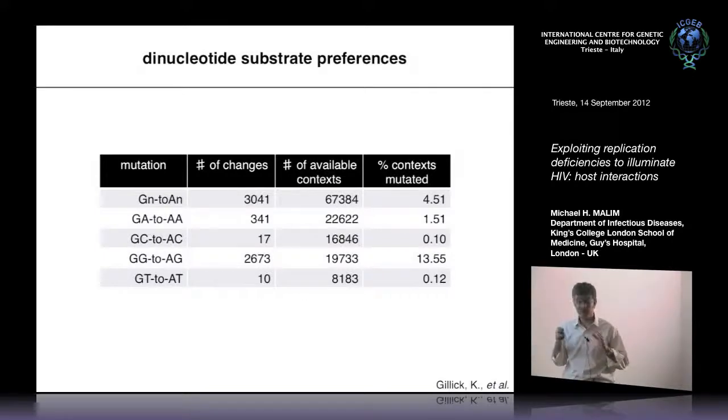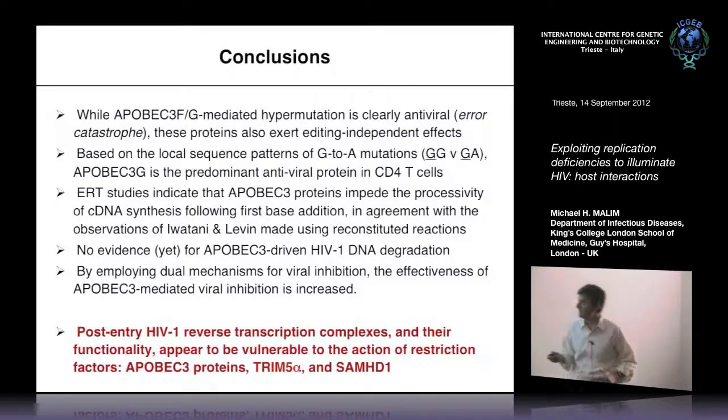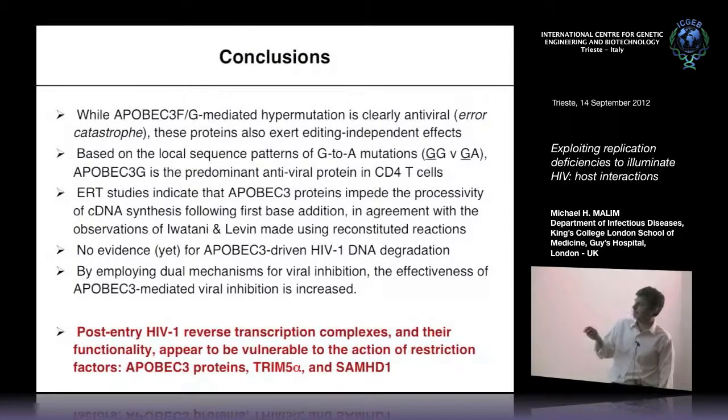And so for any future therapeutic efforts, that is the enzyme people ought to focus on. So just to summarize this part then, while APOBEC3 protein-mediated hypermutation is clearly antiviral through error catastrophe, as I described, these proteins also exert editing-independent effects. Based on the local sequence patterns of mutations, we think APOBEC3G is a predominant antiviral protein in CD4 T cells.